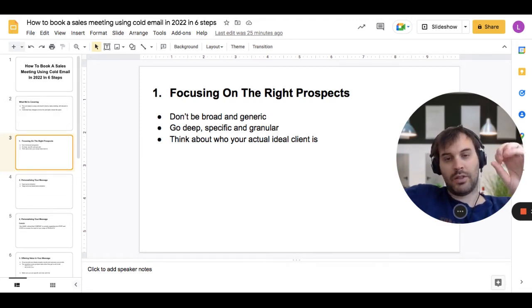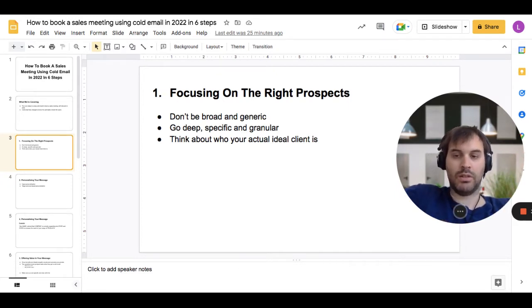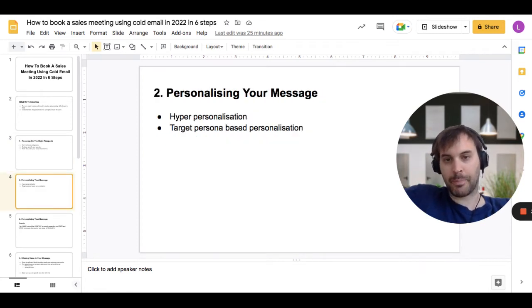If you look at it in terms of opposites, one is being broad and generic, and the opposite of that is deep, specific, and granular. So you want to be deep, specific, and granular, especially in 2022. The deeper and more specific you can get, the higher quality the list of prospects you'll be able to source is going to be, which then also impacts the messaging itself, which we'll get onto in a moment. So that's the first step.